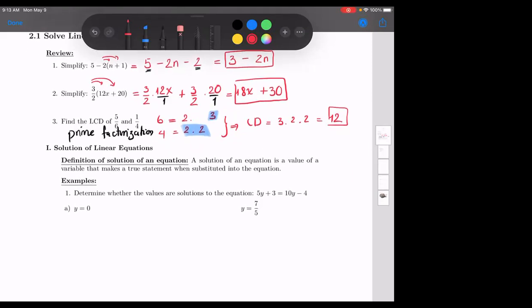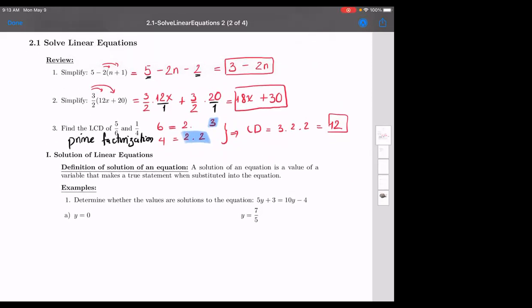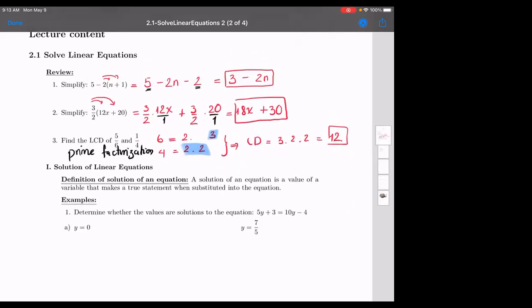Okay, so now we're gonna go to the real subject that I'm supposed to teach you today. That is the linear equation. So there's 3 parts. The first part is the solution of a linear equation. Can someone tell me how many solutions a linear equation should have if it has a solution? What is the maximum number of solutions it can have if it has a solution?